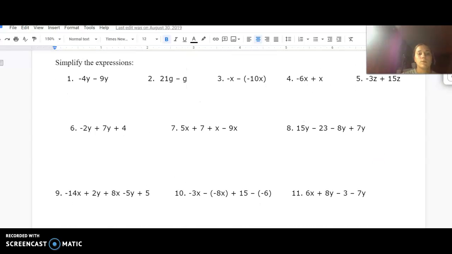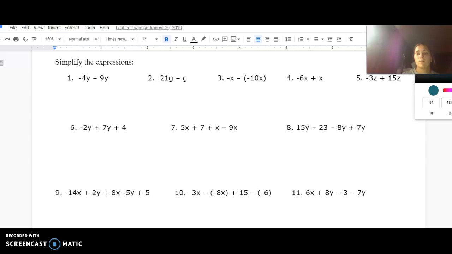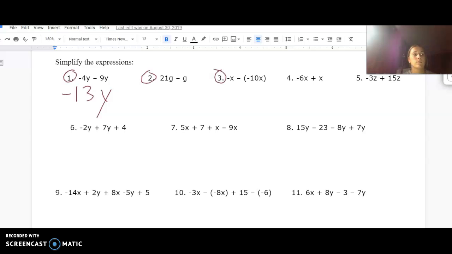All right, so when we talk about simplifying expressions, we're going to do some examples here. Number 1, negative 4y minus 9y. So negative 4 minus 9 will give us negative 13y. That's our answer there. Also, your guys' paper printed a little differently than this looks. So I went through and kind of highlighted each numbered problem so that I could see the difference between them all. So you guys can go ahead and do that real quick as well.